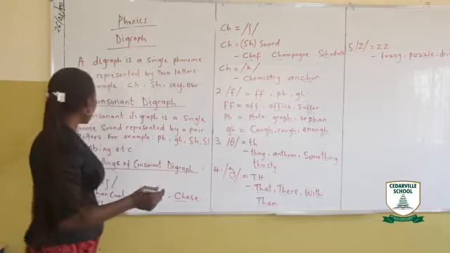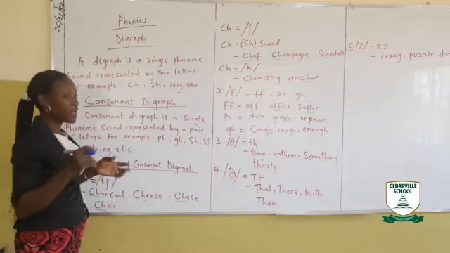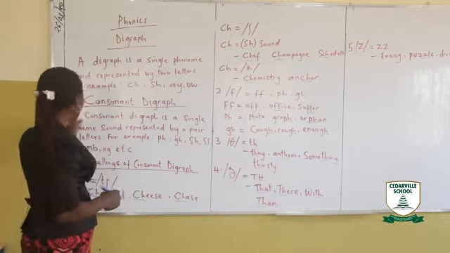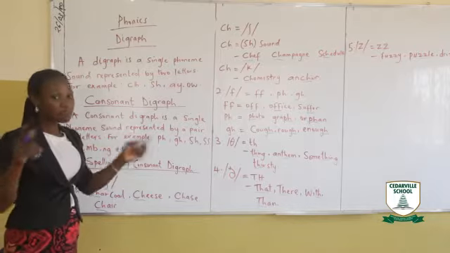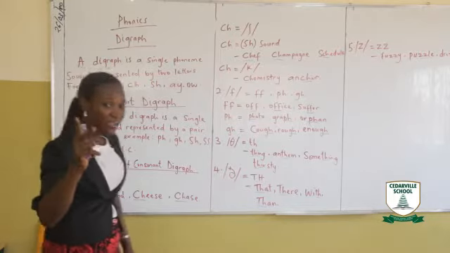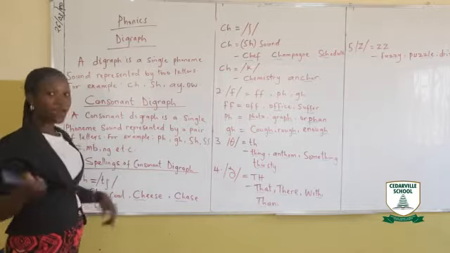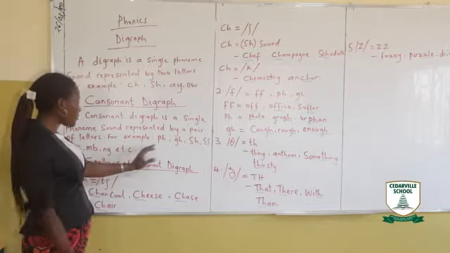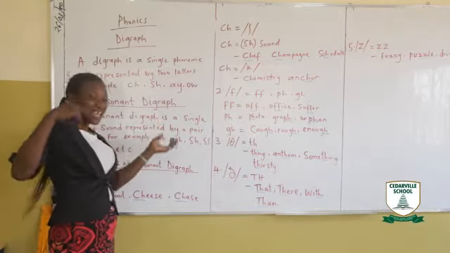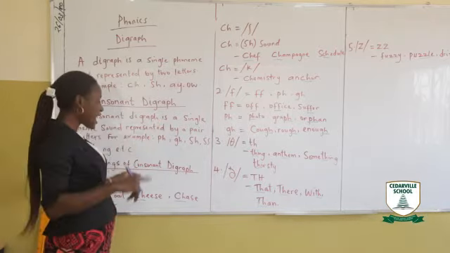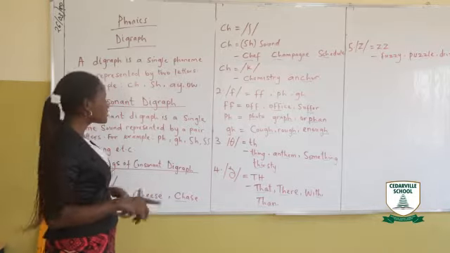And we have the ow written as what? OW. Okay? And here, the emphasis right now is the consonant digraph. A consonant digraph is a single phoneme sound represented by a pair of letters. For example, we have the PH digraph sound and the GH digraph sound.